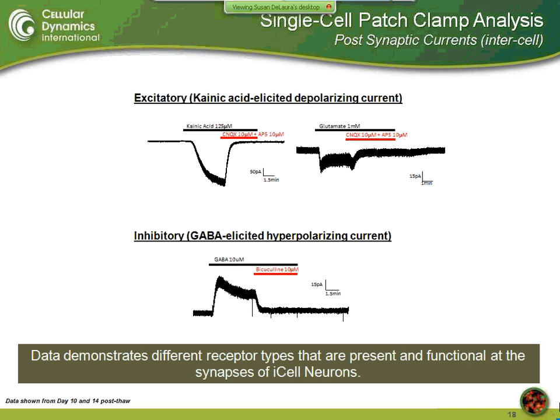We also did look at some of the postsynaptic currents by single-cell patch clamp analysis, and we are able to elicit excitatory and inhibitory responses using the appropriate agonist and block these responses as well with the antagonist. So the cells are electrically active and functioning as you would expect them to function.